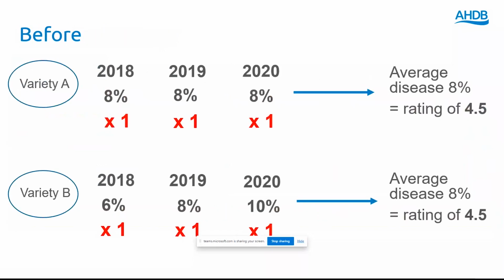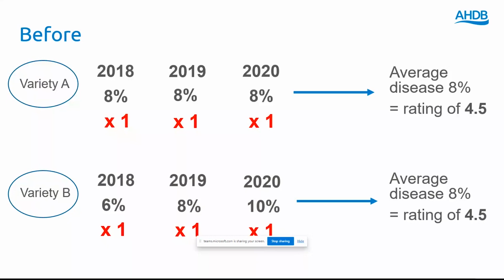So let's look at a couple of examples to explain this. Here we have variety A and variety B, and here both their ratings are worked out using the old method, so giving an equal weighting to each year. Variety A had stable levels of yellow rust. They had 8% yellow rust in each of the 3 years, whereas variety B had increasing levels of yellow rust across the 3 years. So it had 6% in 2018, 8% in 2019, and 10% in 2020.